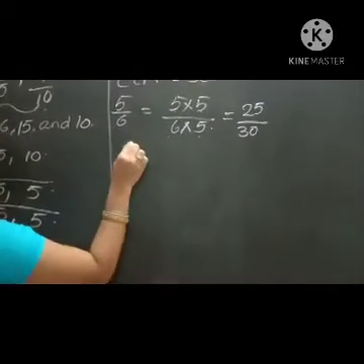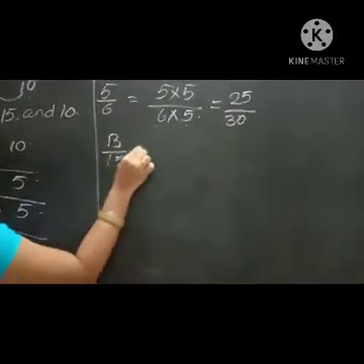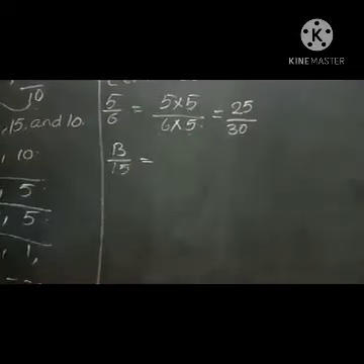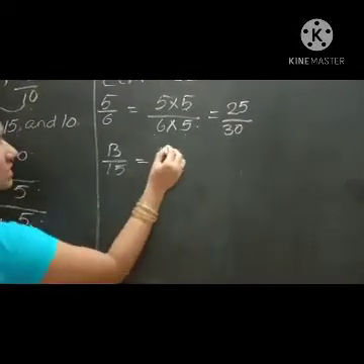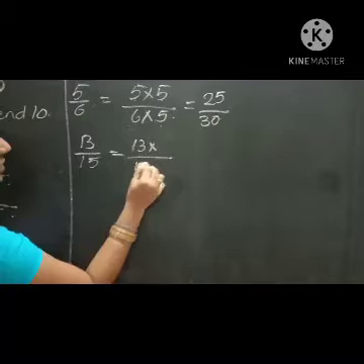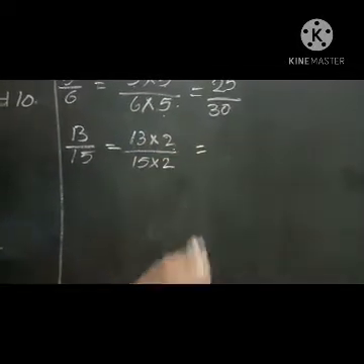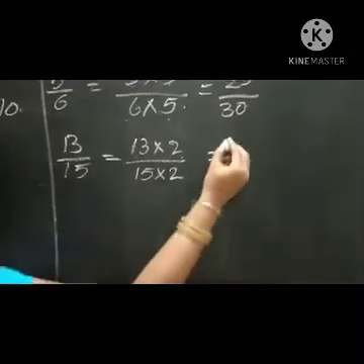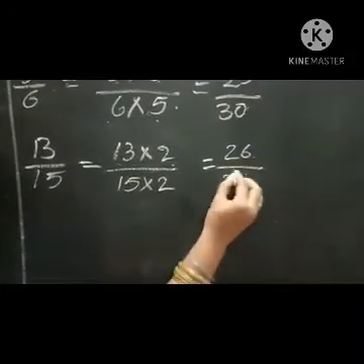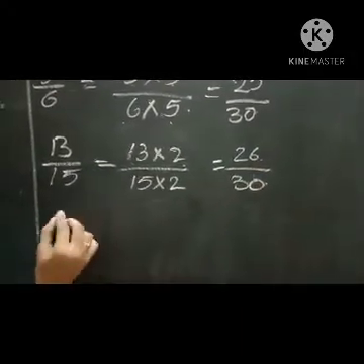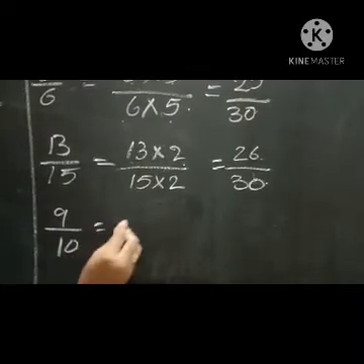Next, the second number is 13 by 15. In the 15 table, 30 is how many times there? 2 times now. See here, 30 into 15 into 2, 2. 13 2s are how much? 26. 26 by 30. Next, the third number is 9 by 10.